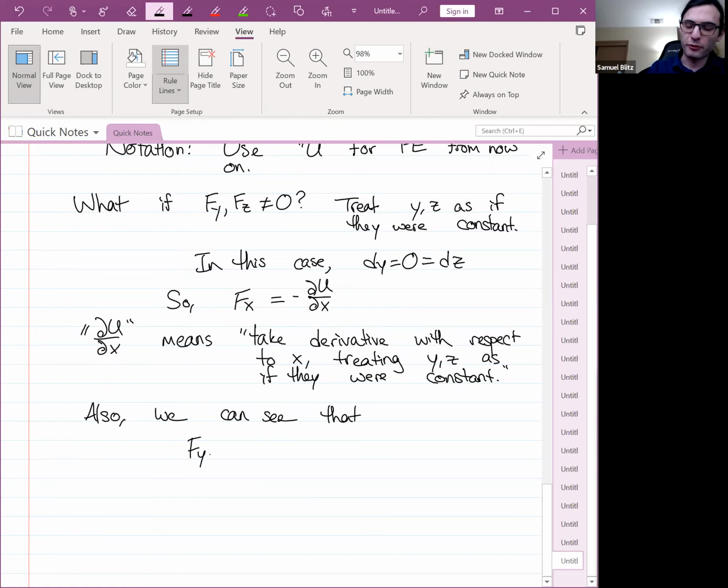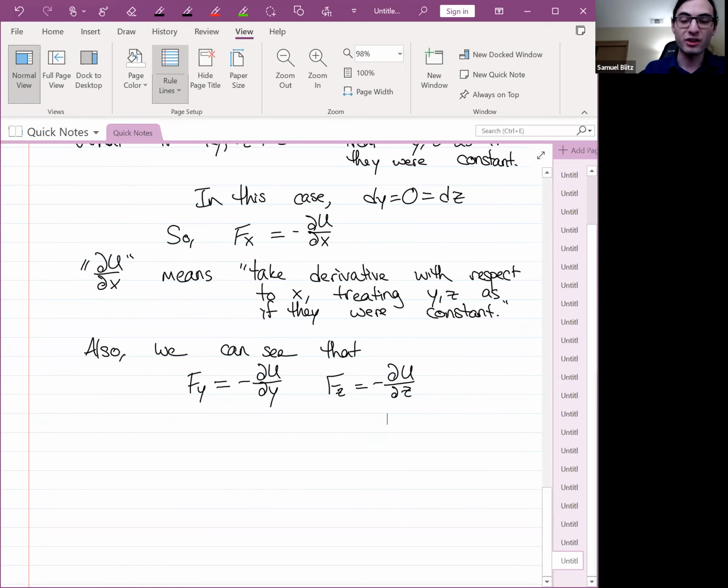We can see that the force in the y direction is the negative partial derivative with respect to y of u, and the force in the z direction is the negative partial derivative of u with respect to z. And so here, partial derivative with respect to y means treat x and z as if they were constant. And partial derivative with respect to z means treat x and y as if they were constant. It just means hold everything else constant except the variable you're differentiating with respect to.